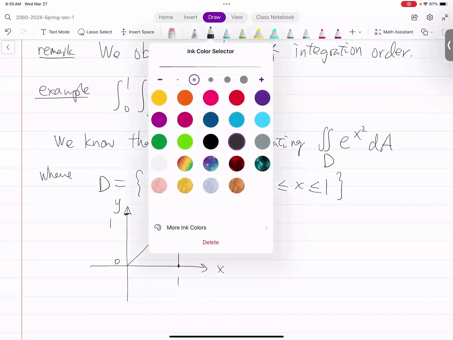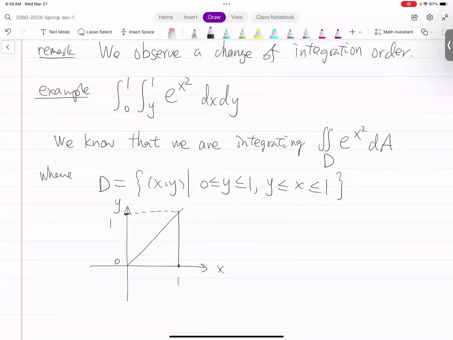So basically, we are describing this region using horizontal bars, and we know, okay, the left endpoint is x equals y. Let me reverse the order. And here, this is x equals 1. Okay, so the vertical line. So this is the region D, which is a triangle. Okay.